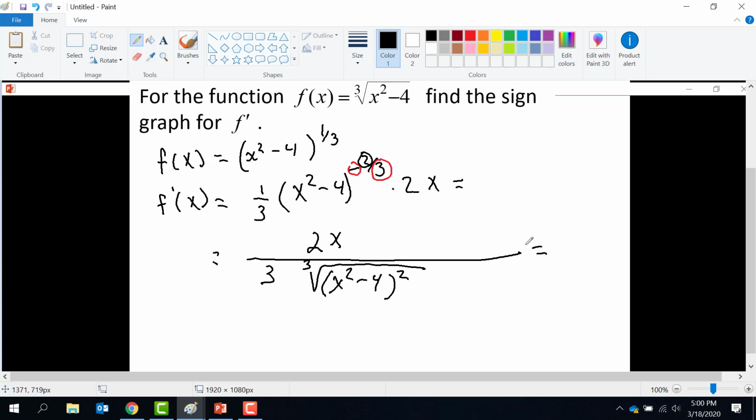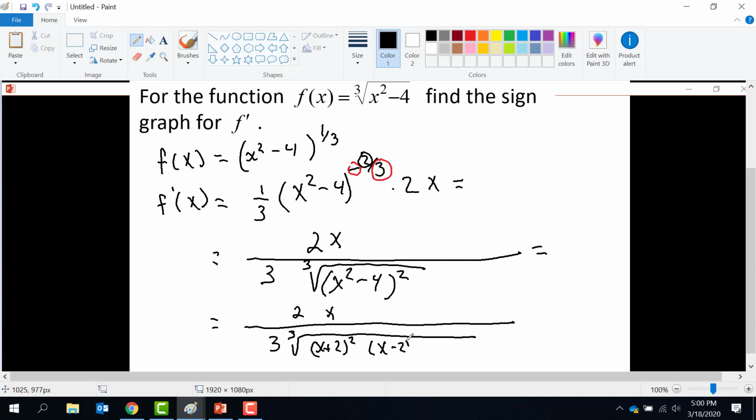Actually, we can do one more thing to make things a little bit more obvious, that this is equal to 2x over 3 times the cube root, and x squared minus 4 factors as x plus 2 squared, and then x minus 2 squared.